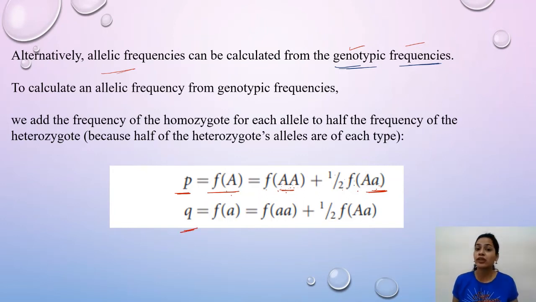Similarly, if we have to calculate the frequency of the small a allele, which is represented by small q, then we'll just add the frequency of the individuals who are homozygous recessive, plus we will add half of the frequency of the heterozygous individuals. Fine. So these are the 2 formulas. One is on the basis of the number of genotypes.